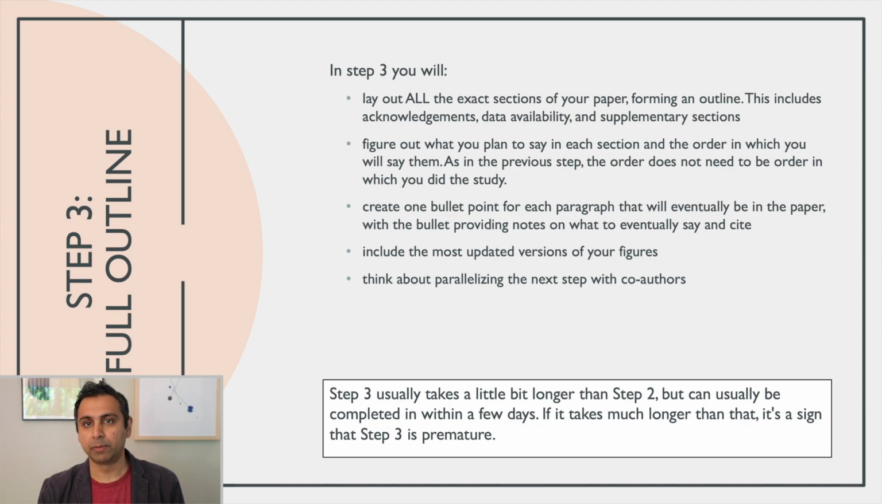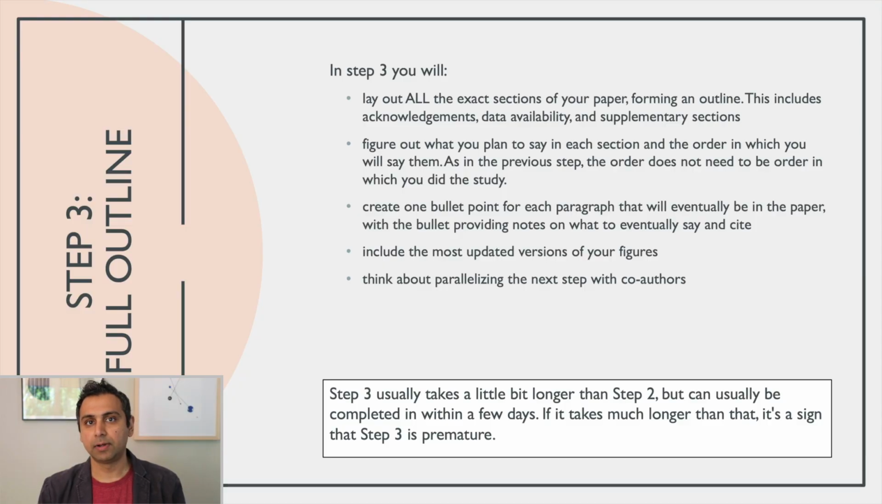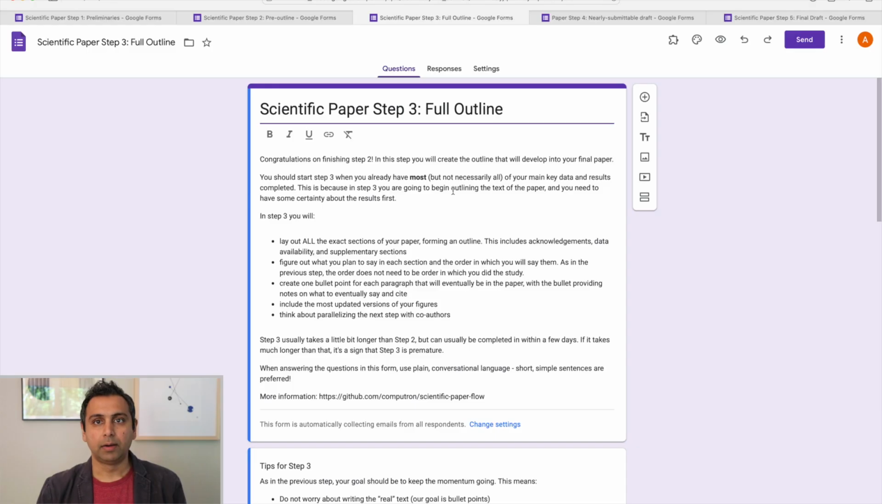And the bullet point will provide notes to what we will say in the paper later on. We're going to include the most updated versions of our figures so far, but these don't need to be final versions. And then we're going to think about how to parallelize the rest of the paper writing with the co-authors. So again, step 3 might take a little bit longer than step 2, but usually can be completed in a couple of days. So if it takes you much longer than that, it's a sign that doing step 3 might be premature.